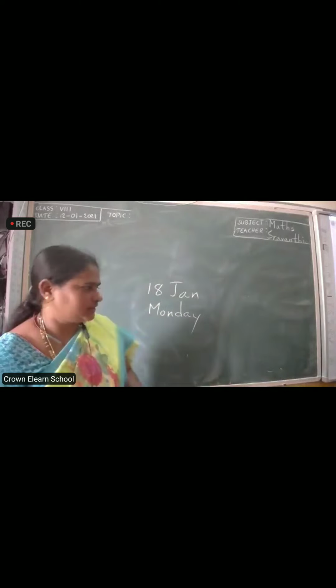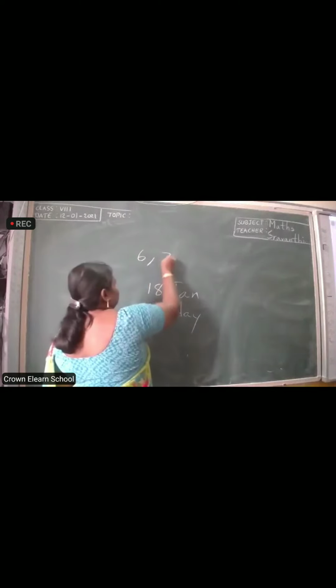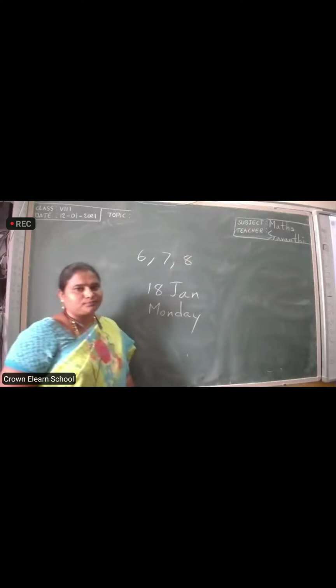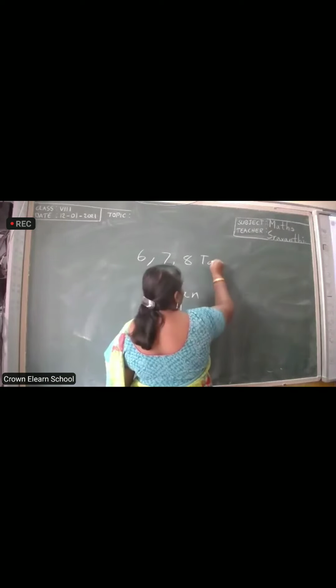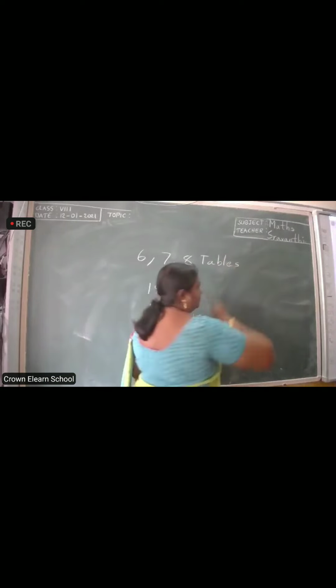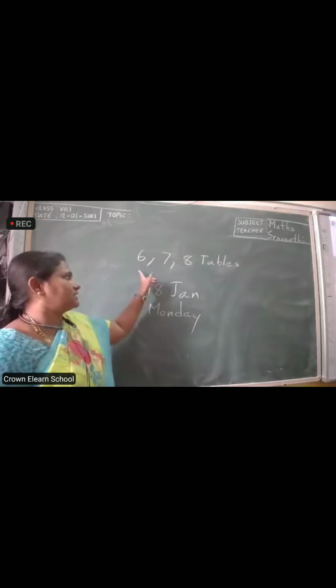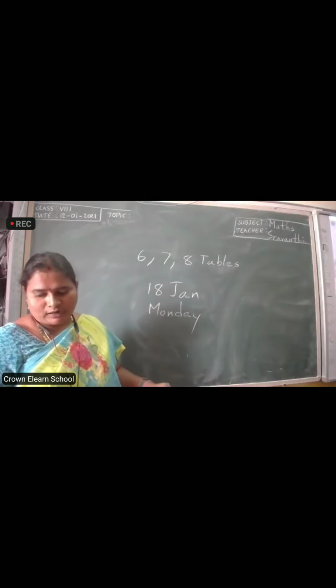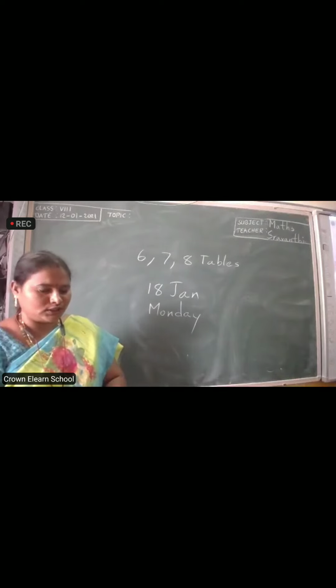The 6, 7, 8 tables, these tables you have to learn. Already you got 5, no? Learn 6, 7, 8 also. We have to do division sums. Learn.